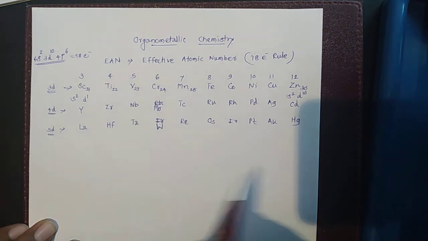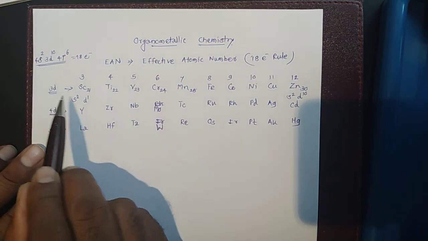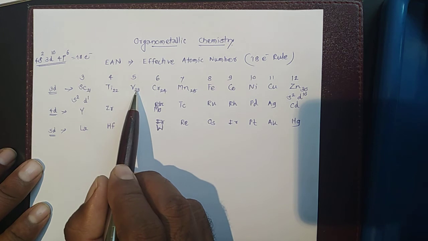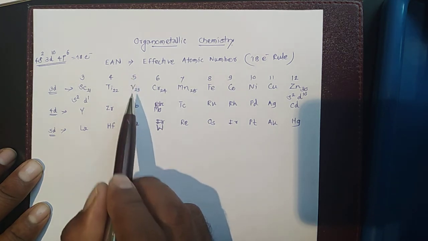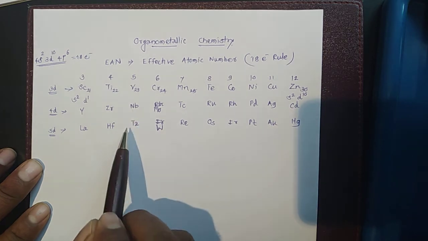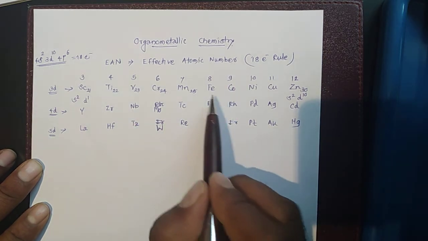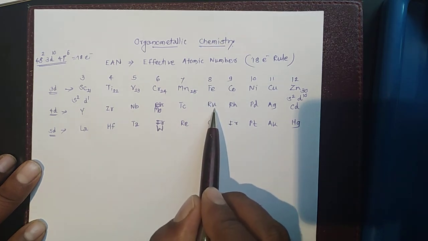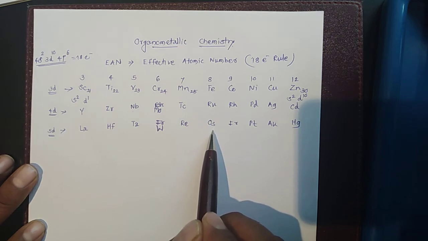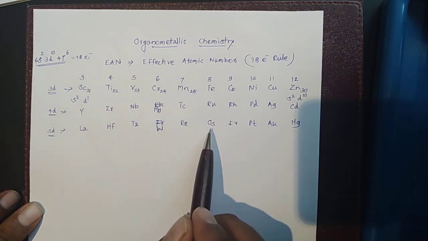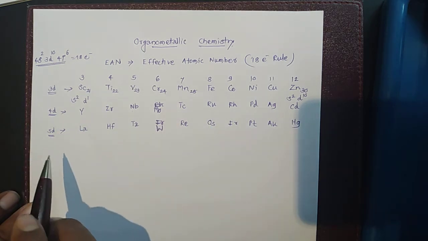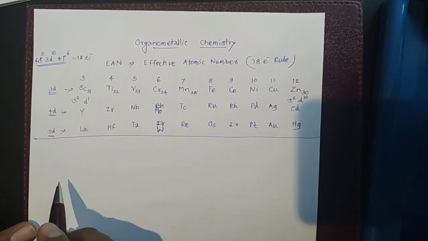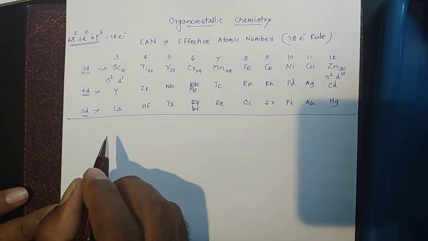Why do we have to remember this? Once you know the first transition series of these metals, suppose vanadium has 5 valence electrons, the same goes for niobium and the same for this Ta metal. If iron has 8 electrons, ruthenium also has 8 electrons and osmium also has 8 electrons. So we have to remember all these series, and based on this we can calculate the effective atomic number of organometallic complexes.